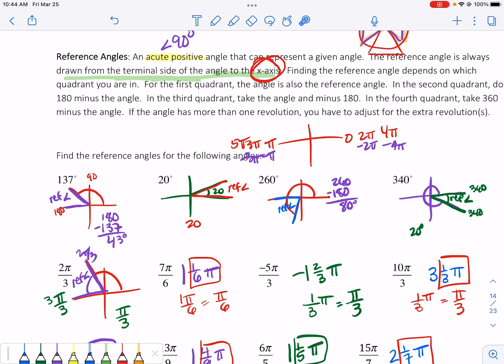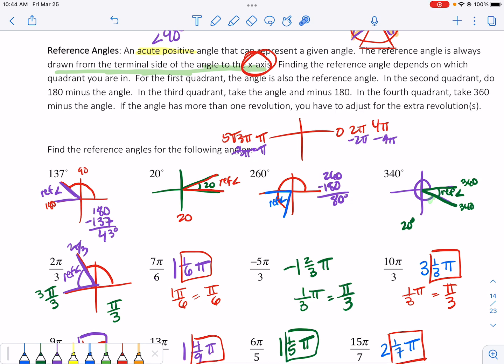Okay. So things to remember is that it's acute, so always less than 90, it's always positive, and it always goes to the nearest x-axis. So if I, like on this side, I wouldn't come back and say to this x-axis. So it's to this side x-axis because my angle's on the right side. Okay. And those are your reference angles.